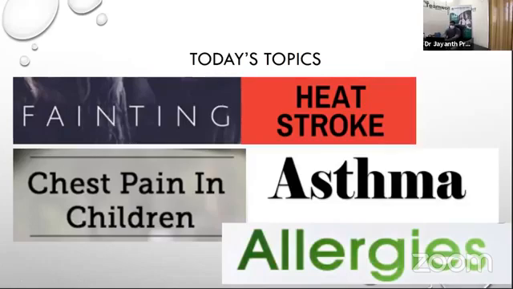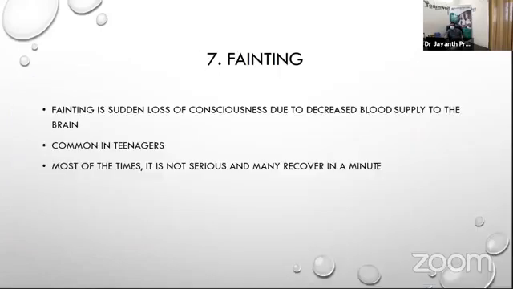Okay, today we are going to speak on these topics. First one is fainting, heat stroke, followed by chest pain in children, then allergies and asthma. Okay, what about fainting? It is a sudden loss of consciousness due to decreased blood supply to the brain. It is more common in the teenagers, and most of the times, nothing to worry, it is not serious. And most of the people usually recover within a minute.